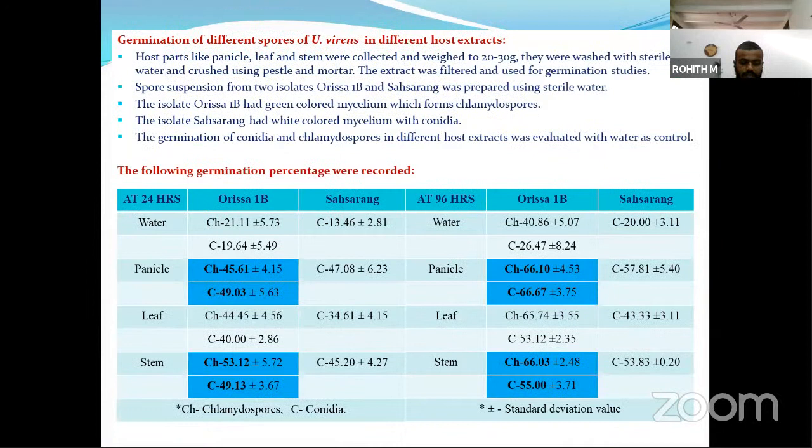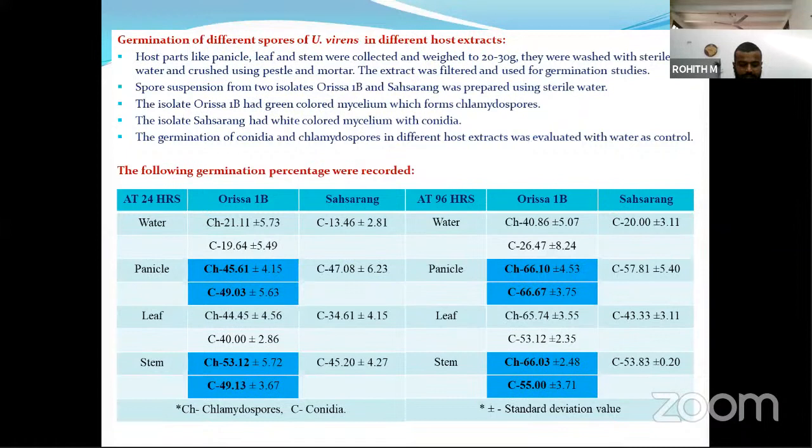The germination of different spores, that is chlamydospores and conidia of Ustilaginoidea virens, was assessed in different host part extracts of rice. The panicle, leaf and stem parts of rice were weighed to 30 gram and the extract was prepared. The spores from two different isolates, that is Warissa 1B, which forms a green colored mycelium, and Sasarang, which forms a white colored mycelium, were taken to prepare the spore suspension. The germination was evaluated with water as control.